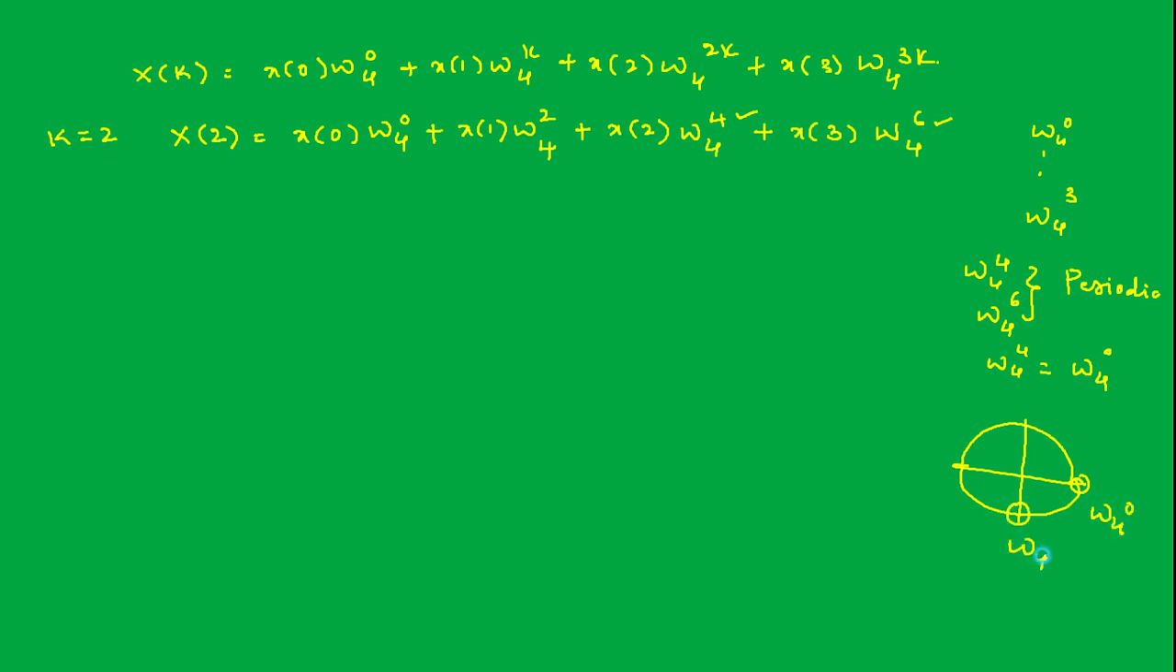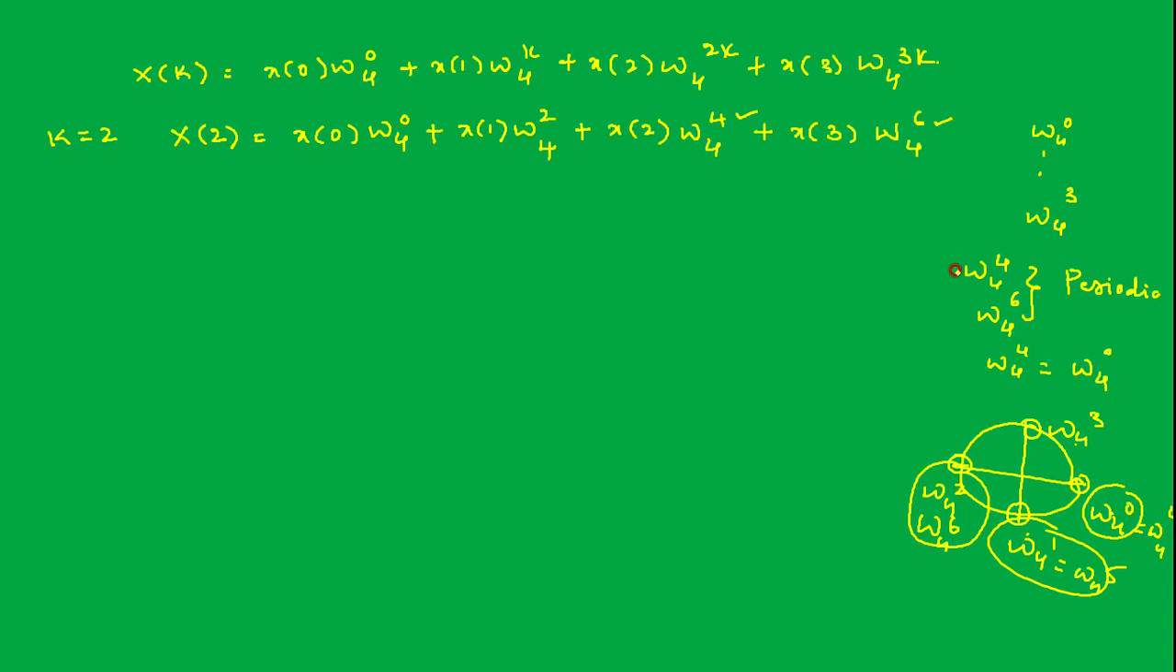This is W4 to the 1. This is W4 to the 2. This is W4 to the 3, right? So this is 0, 1, 2, 3, 4. So again, W4 to the 4 is nothing but W4 to the 0 only. This is 5, so W4 to the 5 is equal to W raised to 1. W4 to the 6 is equal to W raised to 2. 7 is equal to 3. 8 means again it is 0. 9 means 1. So this is one method to replace these values with available twiddle factor values.